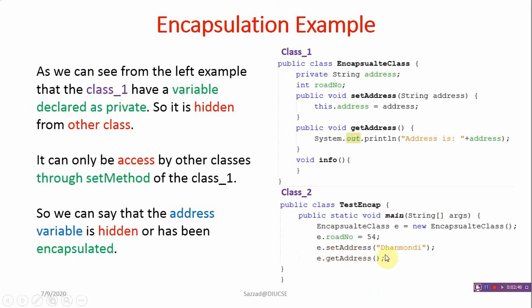As we can see, first of all, it sets the address value as Mondi, and then it calls the get method. That's how data hiding works. The variable is declared as private, so it is hidden from other classes. It can only be accessed by other classes through the set method of class 1. So we can say that the address variable is hidden, or has been encapsulated. We can say that this attribute is encapsulated from the outside class or outside package.